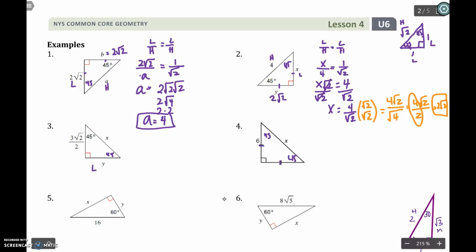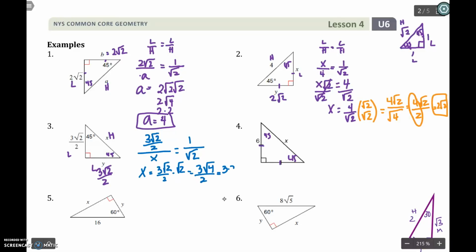Okay, so on to 3, we have our 2 legs, so y is the same as the other leg. And then we have x is our hypotenuse. So the same concept, we're going to set up a proportion. So here the leg is 3 radical 2 over 2. The hypotenuse is x. Original, the leg is 1, and the hypotenuse is radical 2. 1 times x is x. And then here we're going to do 3 radical 2 over 2 times radical 2. We're just going to simplify it out. 3 radical 2 times radical 2 becomes 3 radical 4, which is 2. And then 6 divided by 2 is just 3, or the 2's cancel.